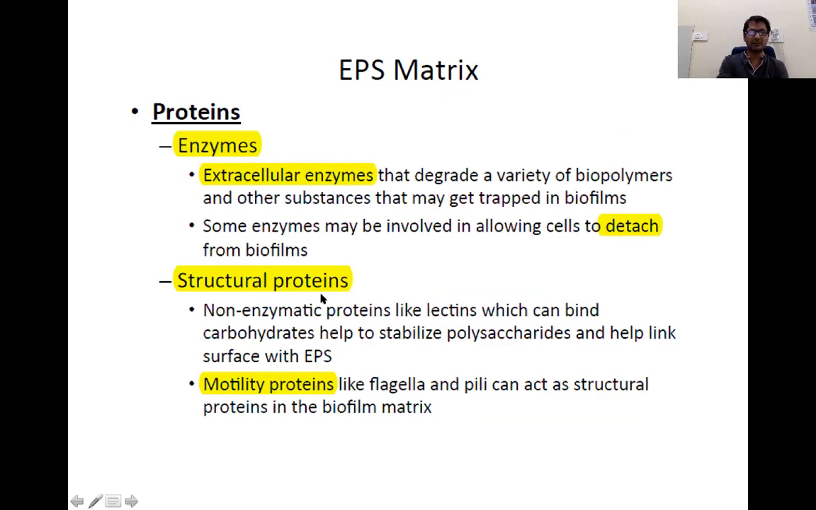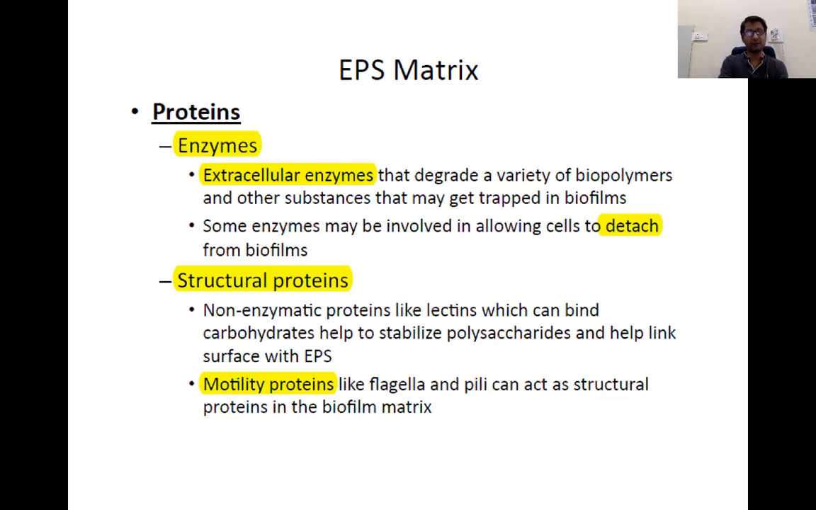Then there are structural proteins which maintain the structure of the biofilm, and these are non-enzymatic proteins like lectins, which can bind to carbohydrate, help stabilize polysaccharide, and help link the surface with EPS. And then there are motility proteins like flagella and pili which can also act as structural proteins in the biofilm matrix, because in the biofilm motility proteins are not required as the microbes don't move, they stay in one place. So these proteins can also act as structural proteins to maintain the structure of the biofilm matrix.